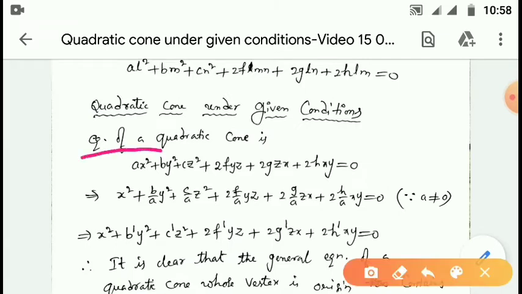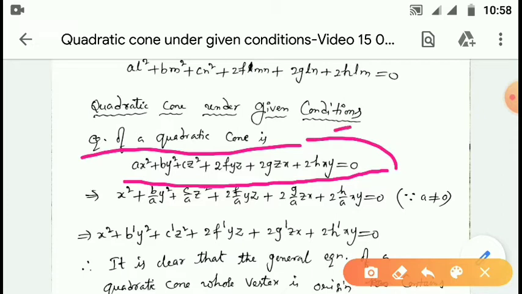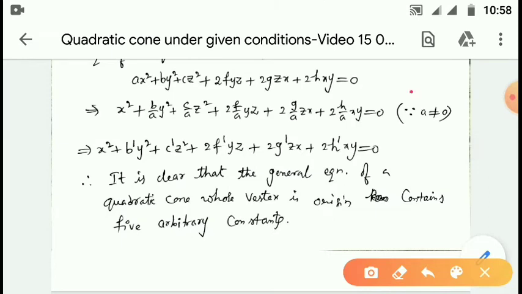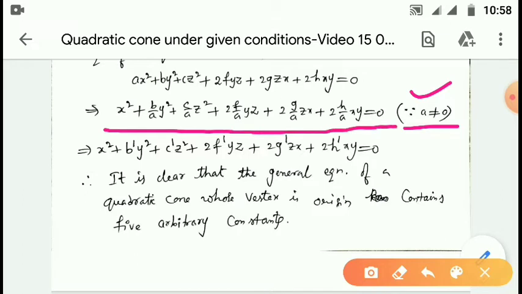Actually the equation of a quadratic cone is ax square plus by square plus cz square plus 2fyz plus 2gzx plus 2hxy is equal to 0. This is the equation of a quadratic cone whose vertex is origin. We will start with this. Since a is not equal to 0, because it represents a cone, without loss of generality we can take a not equal to 0. So whenever a is not equal to 0, divide the whole equation by a, then you will get like this from this equation.